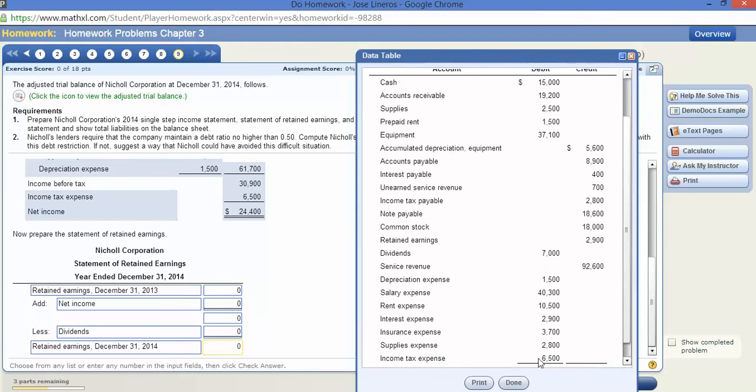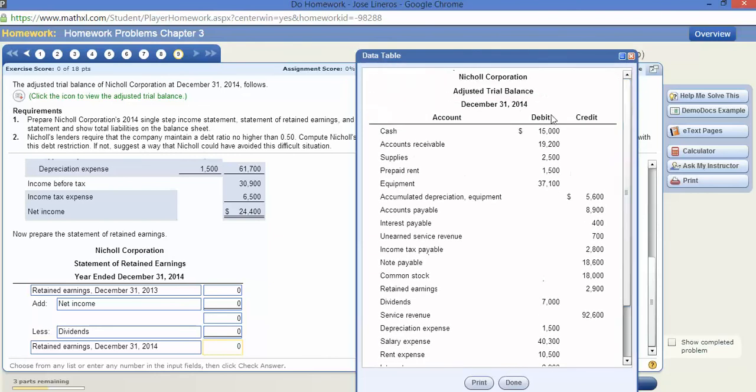And when they're closed out, if you think about it, if you take 92,600 minus all these expenses, you end up with net income. This net income, which is the whole purpose of this statement up here, is closed, or added, to retained earnings. Remember, we said retained earnings goes up as you earn net income. That's how we know that this 2,900 is not tied to December 31st, 2014. What you're looking at here is retained earnings 2,900 on December 31st, 2013.